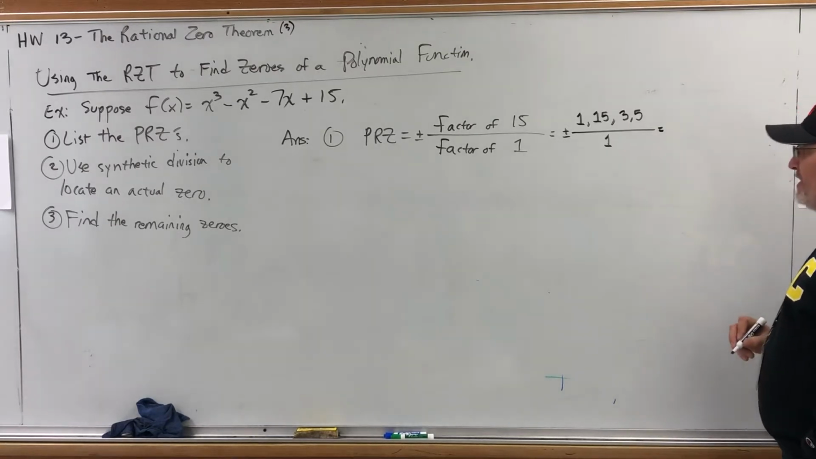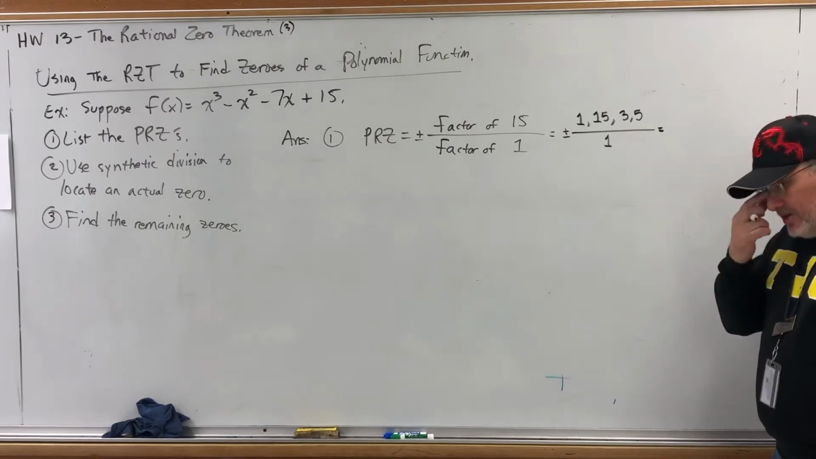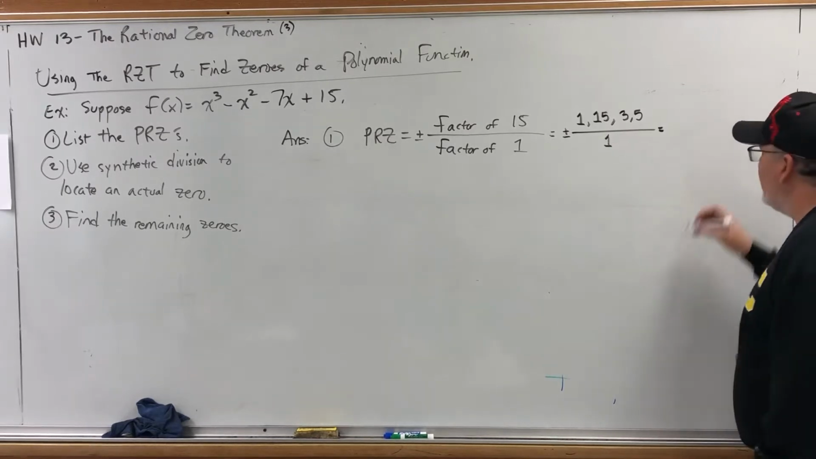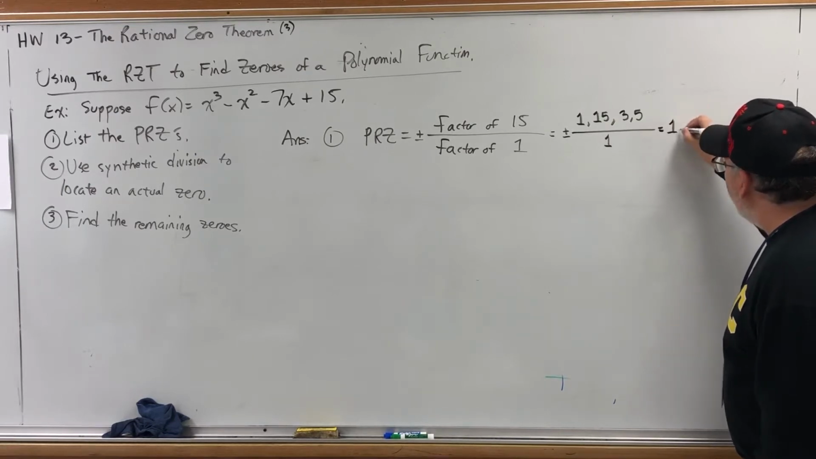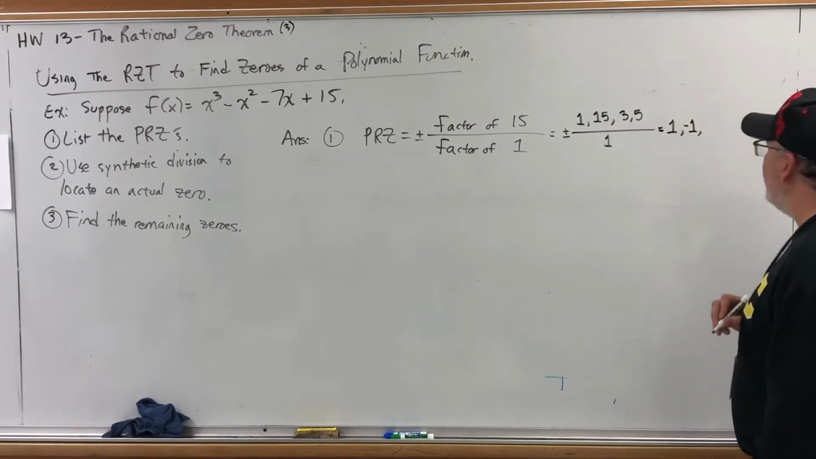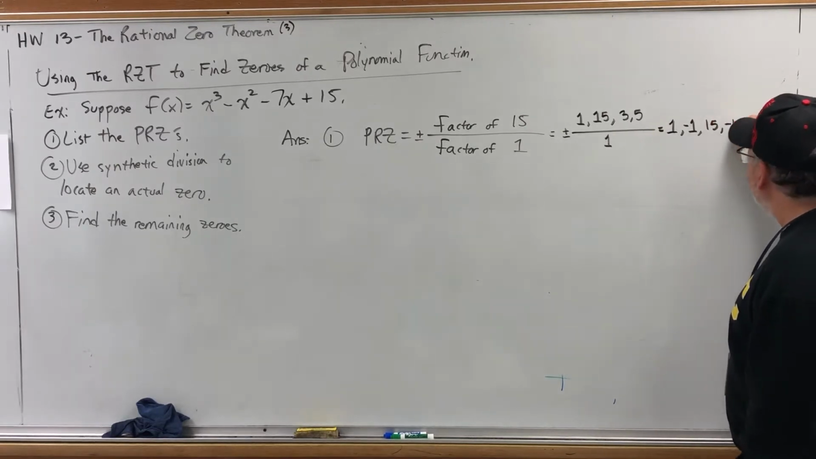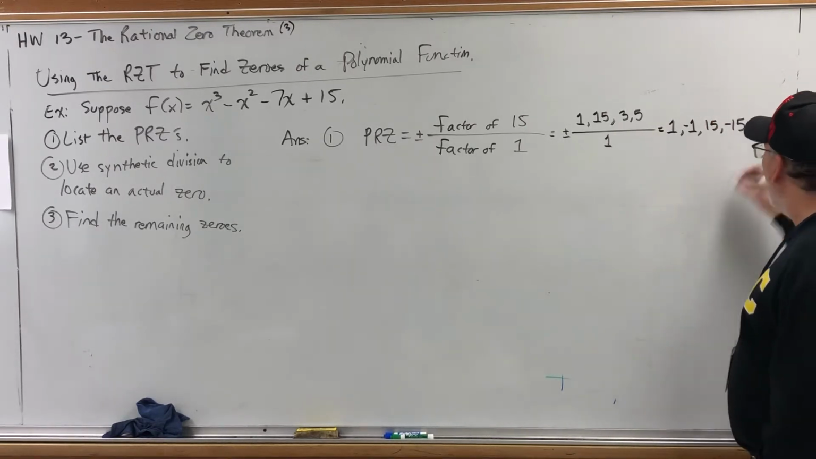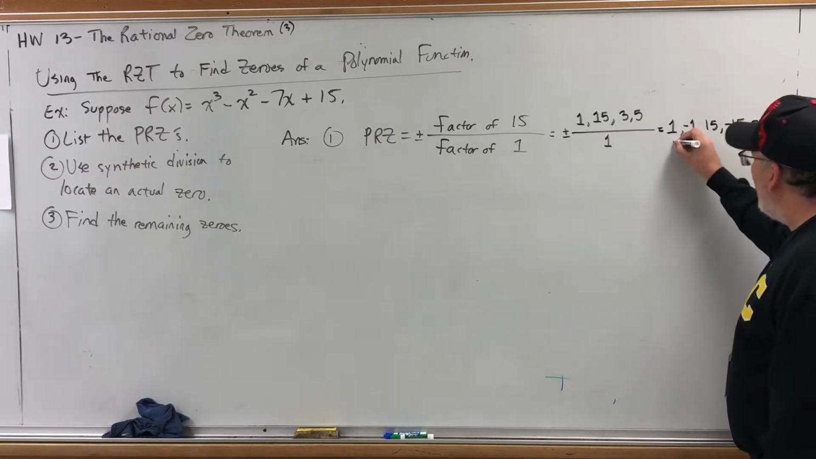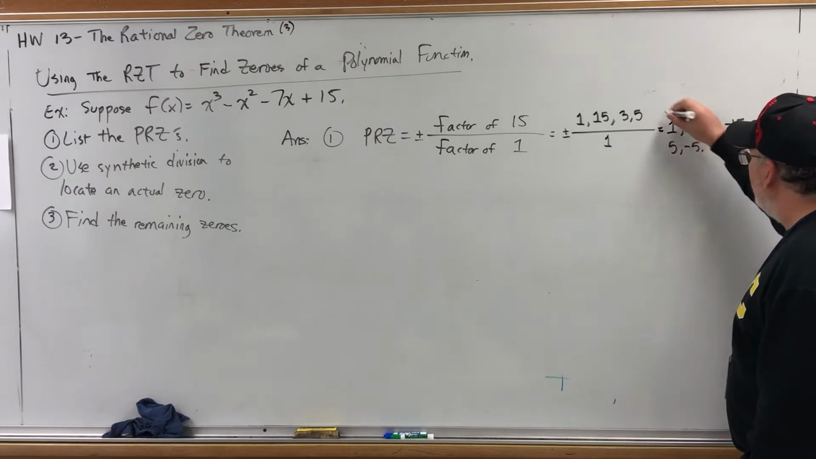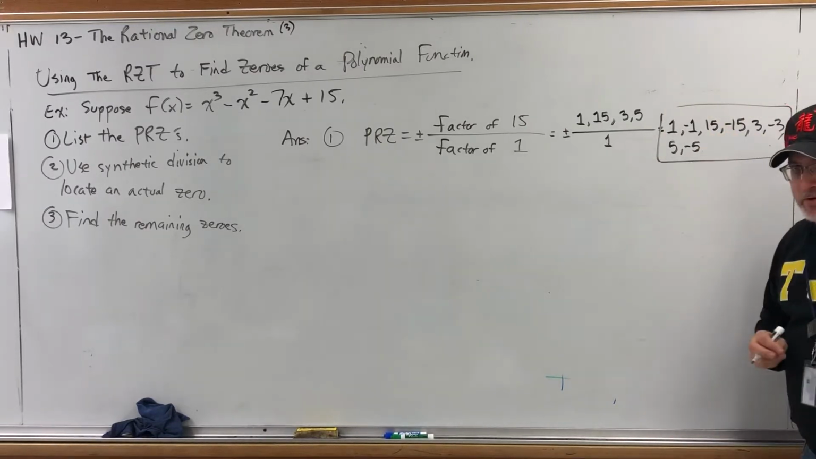The only fractions we can make are over 1s. I'm going to do something a little bit different in this list. I'm going to separate the positives and the negatives. So we can have 1 over 1, so that makes 1 and negative 1, don't forget plus minus. 15 over 1, so that makes 15 and negative 15. 3 over 1, so that makes 3 and negative 3. And then 5 over 1, which makes 5 and negative 5. So if this were a homework question, this would be the answer to the first problem.